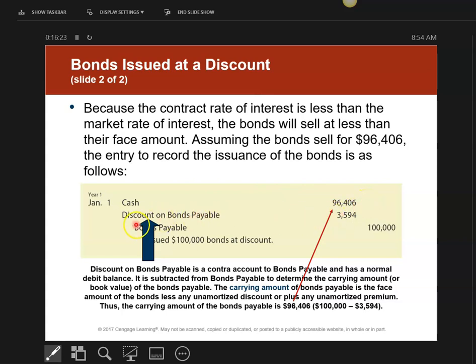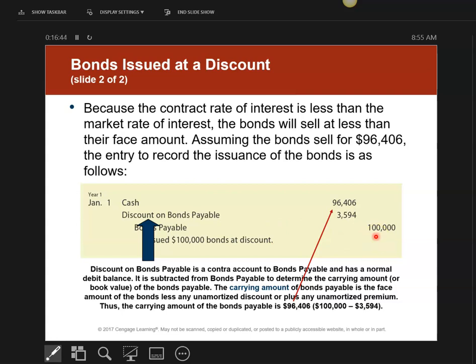I'm going to have a brand new account called Discount on Bonds Payable. This is a contra account to the bonds payable. It's kind of like depreciation and accumulated depreciation. Normal balance is a debit, where the bonds payable is a credit, and I'm going to owe you $100,000.